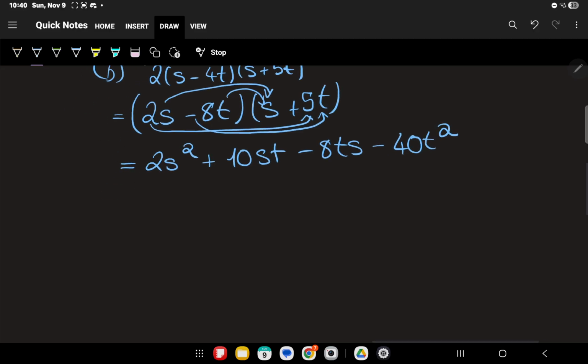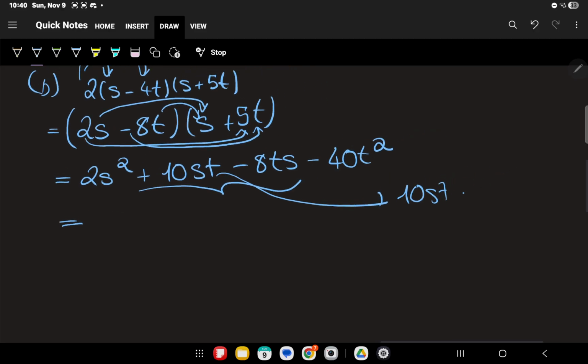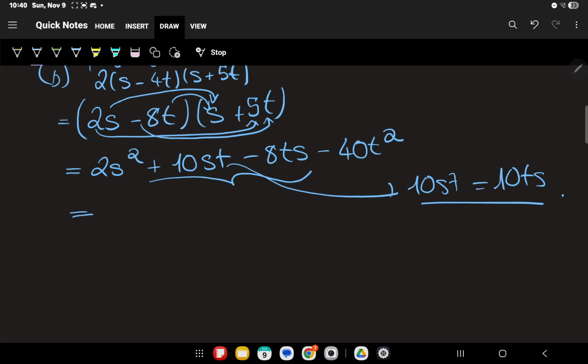Alright, so we can group the two terms in the middle because 10st is the same thing as 10ts. It does not matter, it's just the order. So 10ts and 10st is the same thing, just so you know.